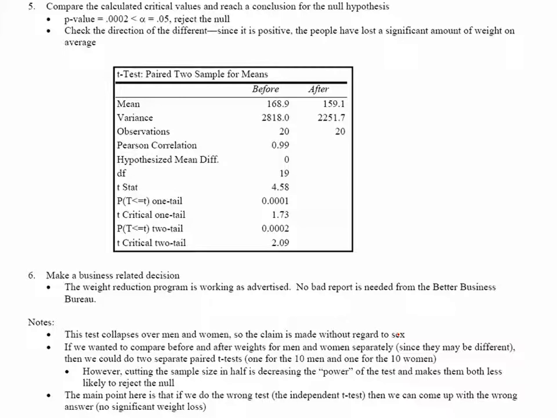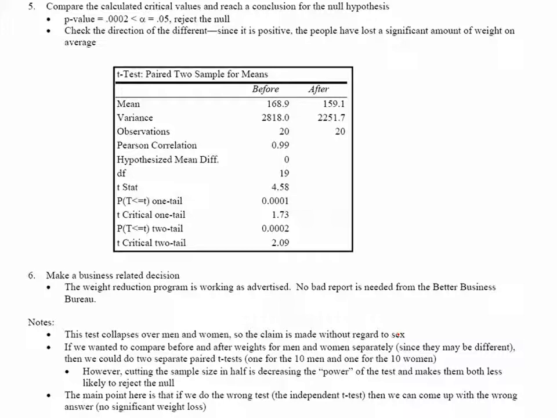Now, a couple of notes here. This test collapses over men and women, so the claim is made without regard to sex. If we wanted to compare the before and after weights for men and women separately, since they may be different, then we could do a separate paired t-test, but we'd have to divide the sample into 10 men and 10 women. A problem occurs because when we cut the sample in half, we're decreasing the degrees of freedom or the power of the test, and this makes both less likely to reject the null.